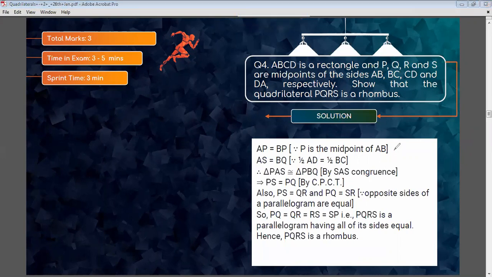Continuing this, P is the midpoint of AB, so AP and BP are equal. So by SAS and CPCT, we get congruent triangles and equal sides. So a parallelogram having all of its sides equal is a rhombus. But all the angles are not 90 degrees. The same goes with the square also, but in a square all the angles are 90 degrees. Here all the angles are not 90 degrees.